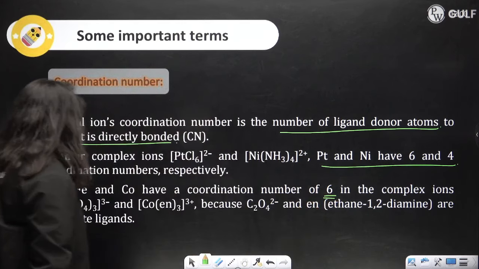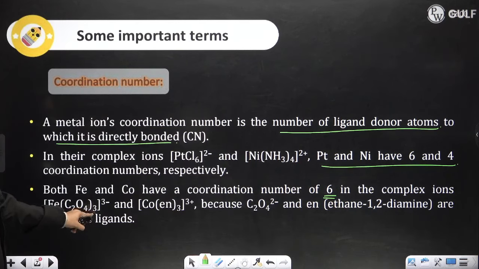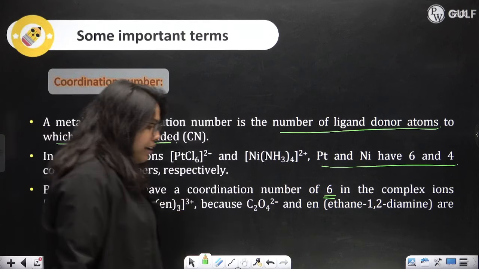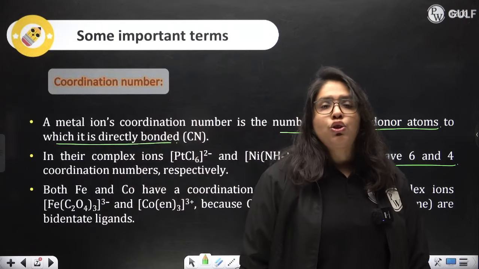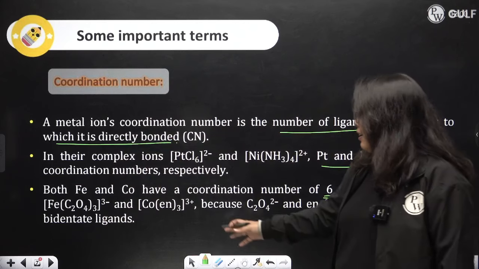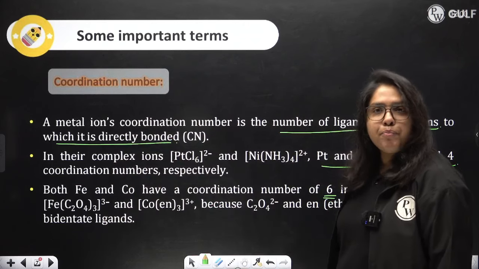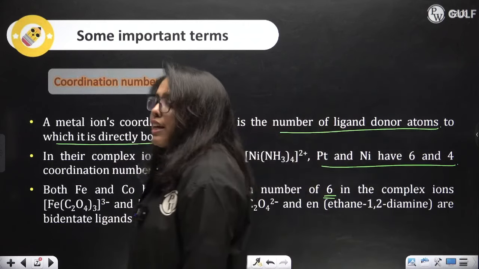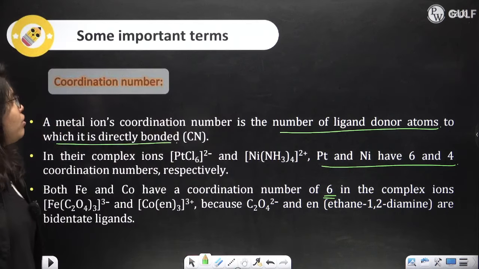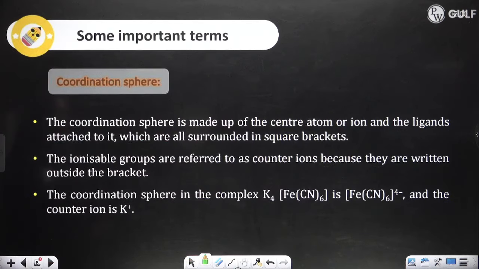Now, you'll be wondering, ma'am, why 6? Here, you see that only 3 are attached, but beta, this is oxalate. One oxalate gives rise to 2 donor atoms, like 2 pairs of donor electrons. Here there are 3, so 6. Ethylene diamine, EN, is capable of giving rise to 2 pairs of donor electrons. Here there are 3, so 2 into 3, 6. Right? So this is about your coordination number.